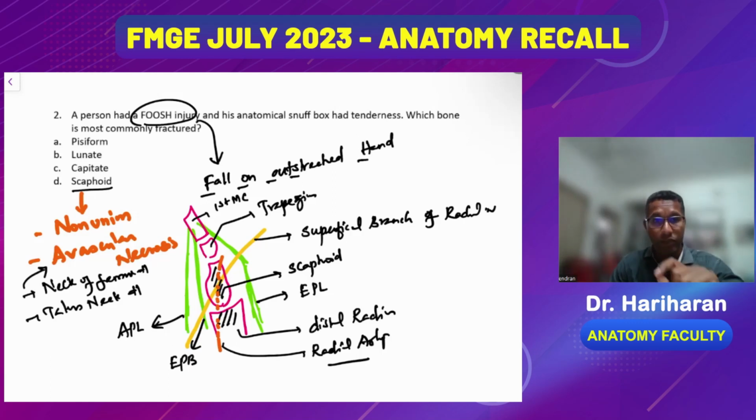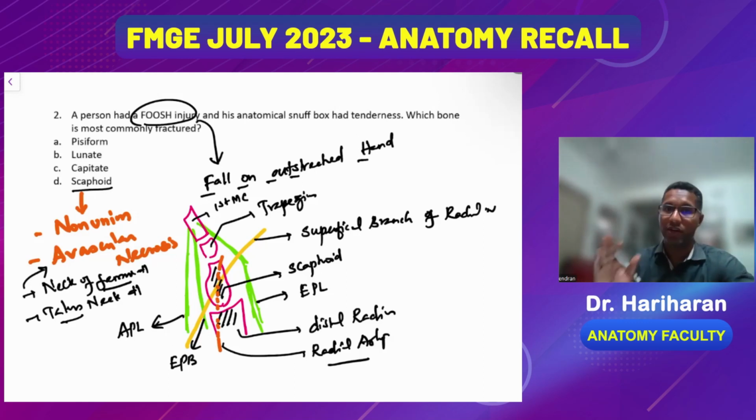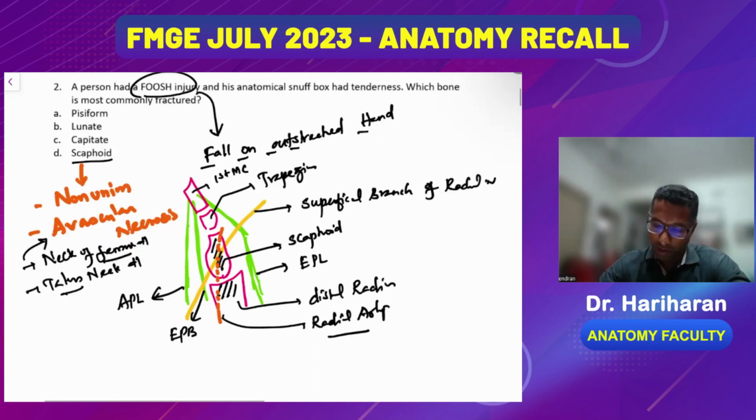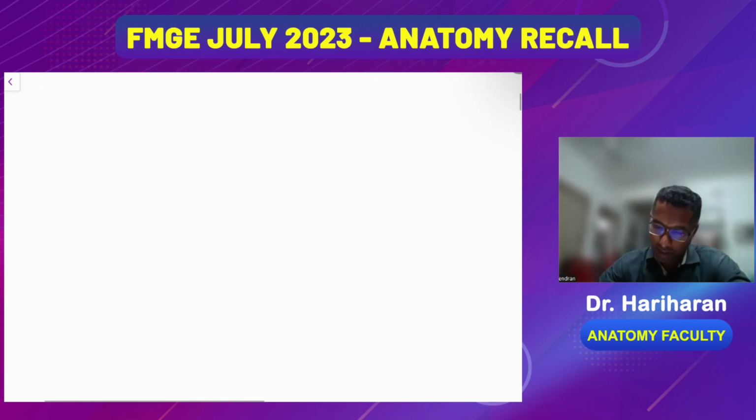This is again an MCQ in this area. The bones which commonly go on for avascular necrosis are scaphoid, proximal femur, and the talus. Okay, guys, please remember this. So if you have tenderness in the anatomical snuffbox, the answer is very simple. It is scaphoid bone. Okay, so with this, we'll move to the next question, guys.